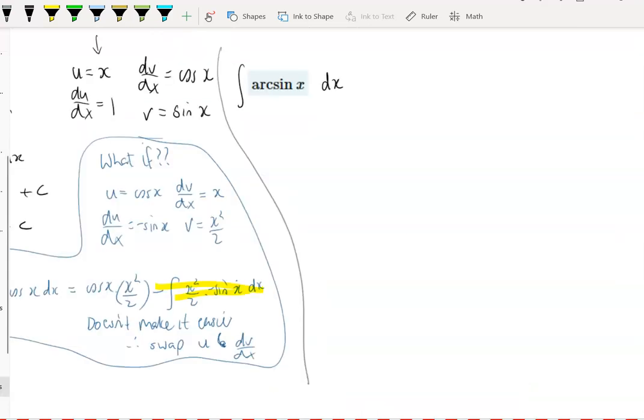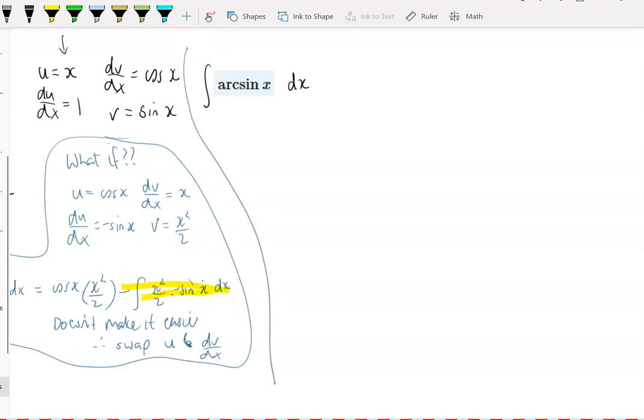So we need to think of something else. Now, obviously, we're in this section about integration by parts, so let's try that solution. Well, we know that integration by parts is the integral of u dv/dx dx is equal to uv minus the integral of v du/dx dx.